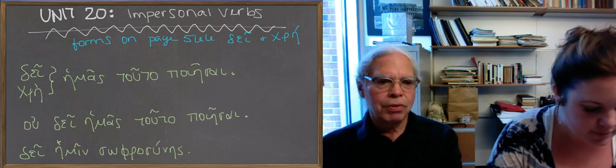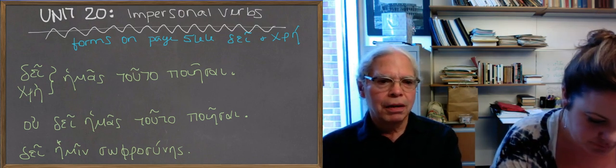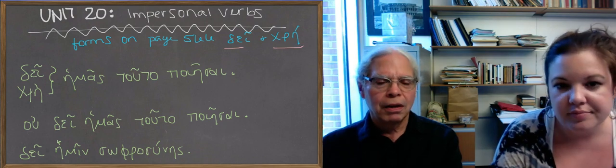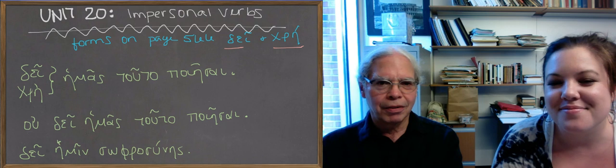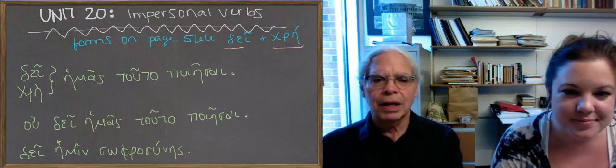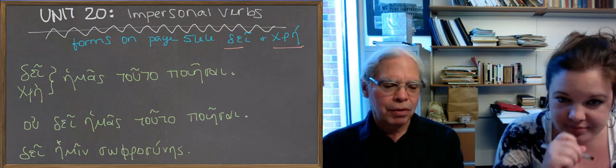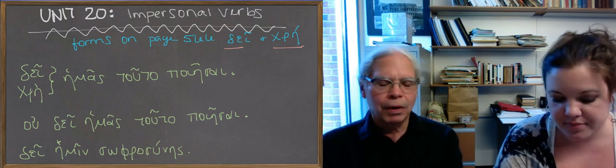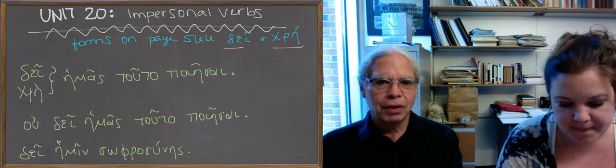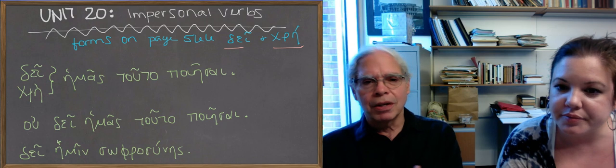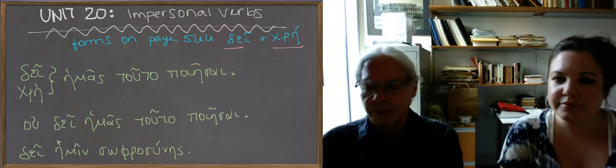This lesson introduces you to two of them, de, which means it is necessary, and chre, which also means it is necessary. Let's not mince words here. Chre is originally a noun. It functions as a subject in a verbless sentence, because it means need. Then it means there is a need, and then it becomes just a verb.